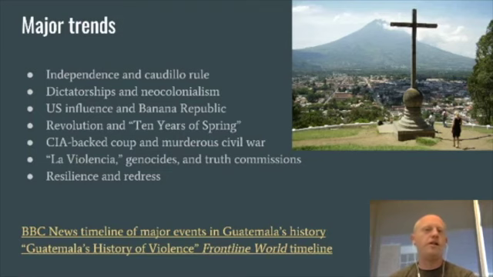In 1944, there was a revolution, and after that, a decade of a democratic system in Guatemala for the first time in its history. That has been called the 10 years of spring by some observers, so we'll look at that.